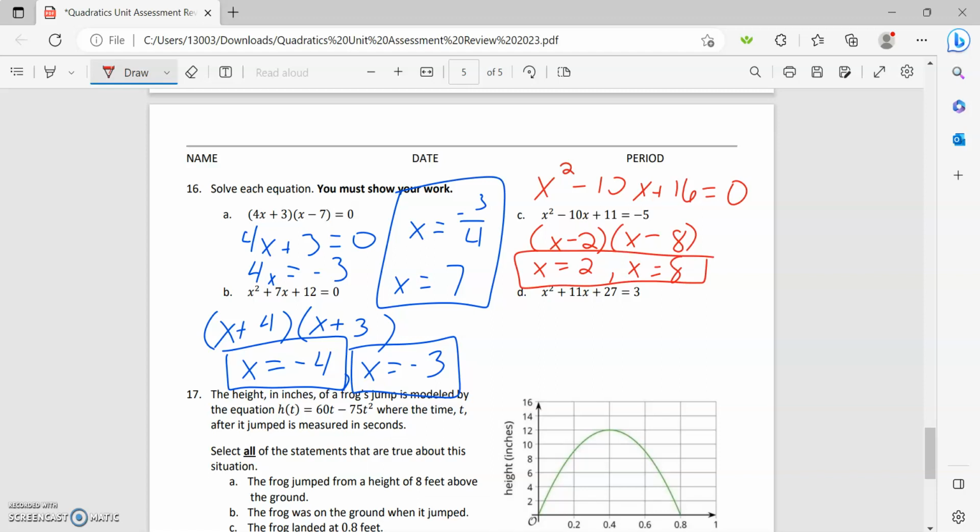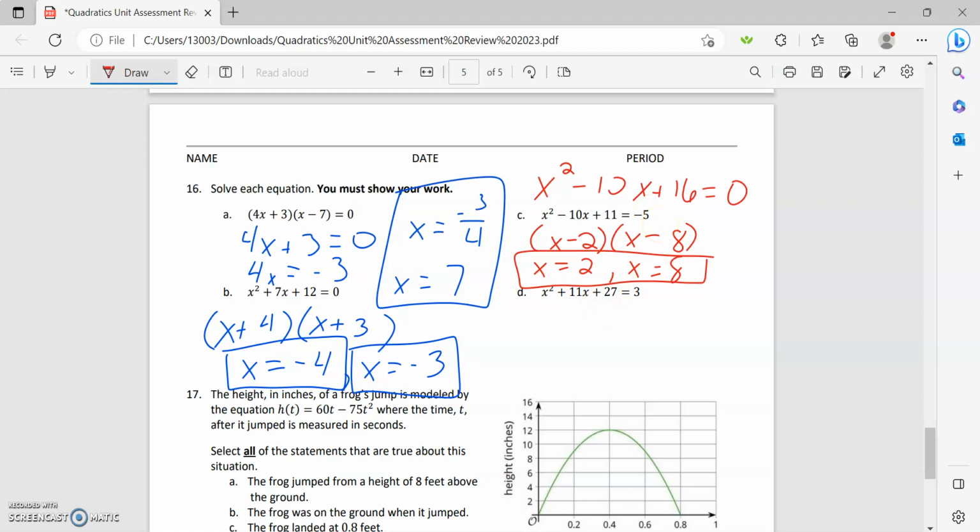Check it, graph it, however you want. You can plug in 2. Let's check. 2 squared is 4. 4 minus 20, that's negative 16. Negative 16 plus 11 is in fact negative 5.